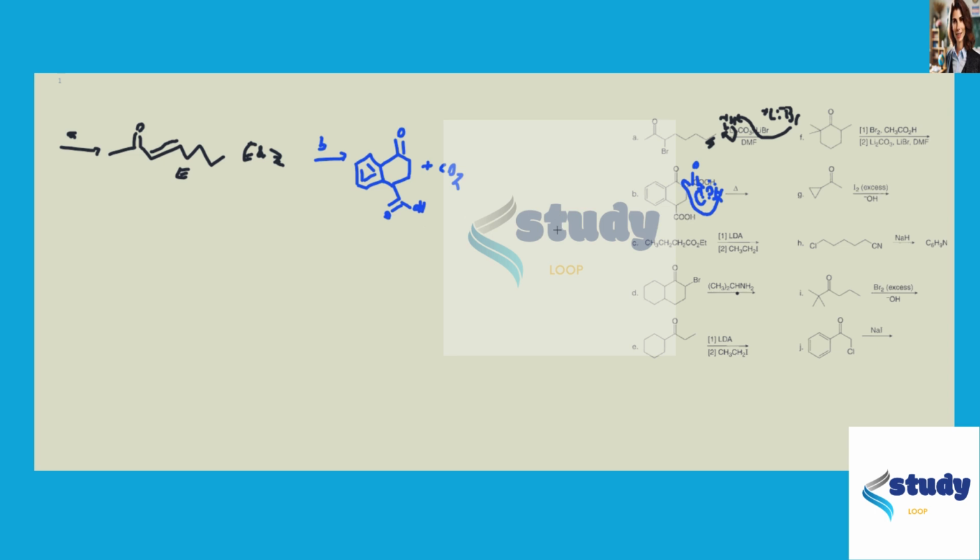Now in C, let's draw C out so we can actually visualize it. So for C, we're starting with 1, 2, 3. So 1, 2, 3. We're starting with this group, and we're using LDA, which is a strong base, to deprotonate this alpha proton. And then we're adding an alkyl halide group. So we're going to add those two carbons off this alpha position because we're forming a nucleophile and these are electrophile. So we'll have an SN2 nucleophilic attack to add those two carbons here to form product C.